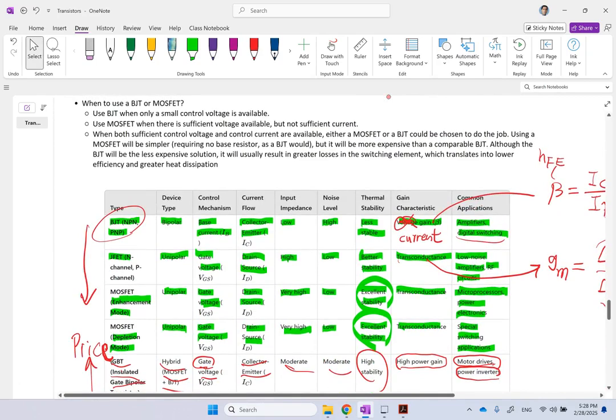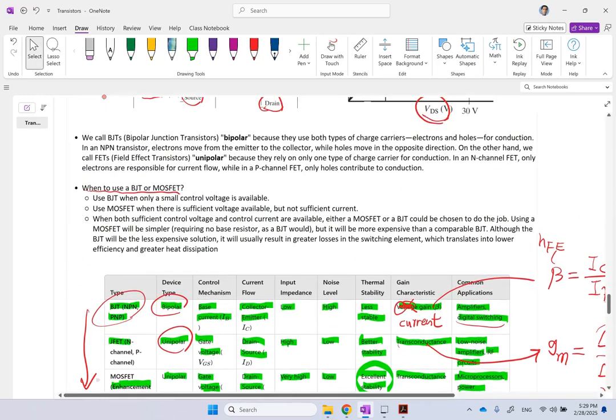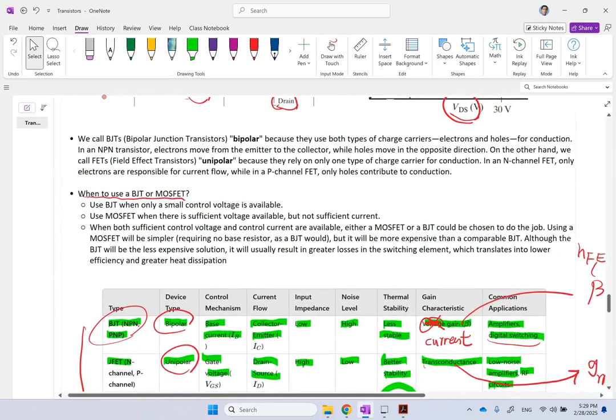The second thing I want to mention before we say when to use a BJT or MOSFET, of course, we have seen to a good extent when, and I'm going to mention a few extra things. One thing I want to clarify is bipolar versus unipolar. Okay, what is that one? So let me explain that.